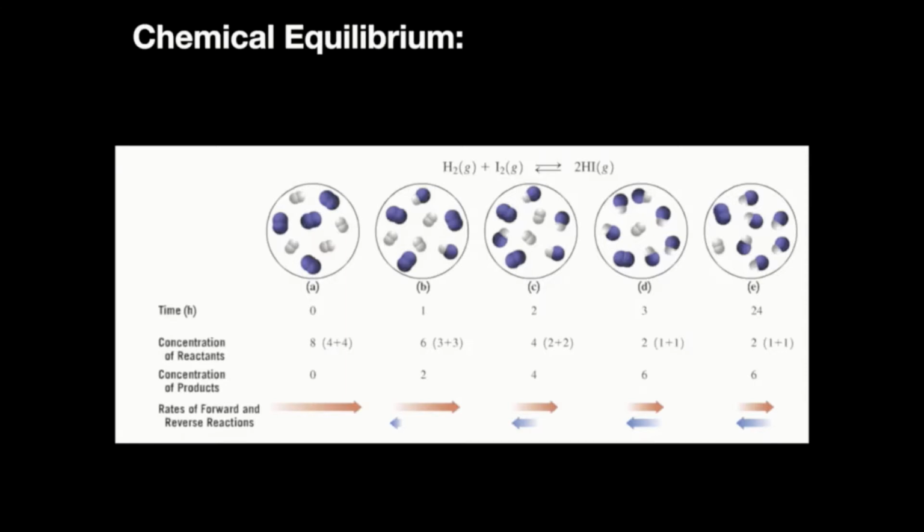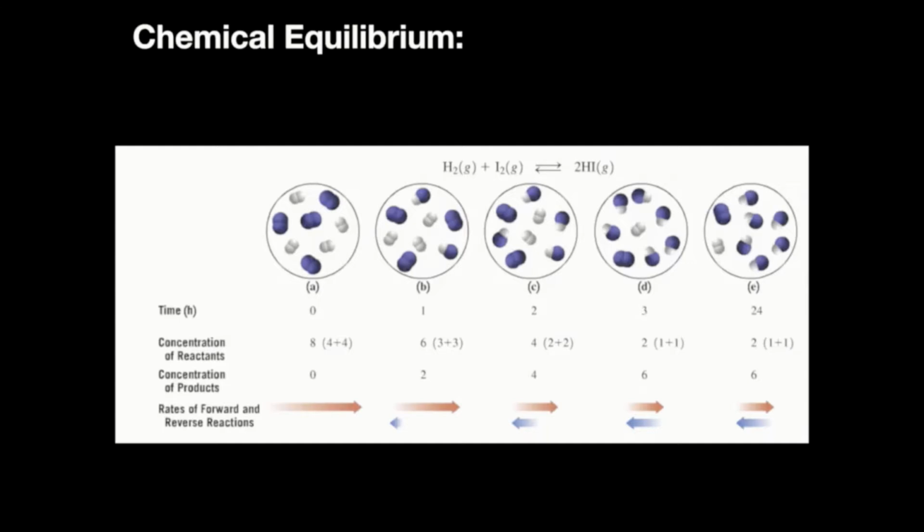If you look at time equals 0, because you only start off with H2 and I2, the reaction rate is going to be pretty fast in the forward direction. But as more and more of the H2 and I2 react with one another, their concentrations decrease, which means, based on the idea with concentration, as your concentration decreases, your reaction rate decreases. You see that in red as the arrow gets shorter and shorter. However, as you get more and more product, since that product is acting like a reactant, your reaction rate is going to get faster and faster until you get to time equals 24 hours.